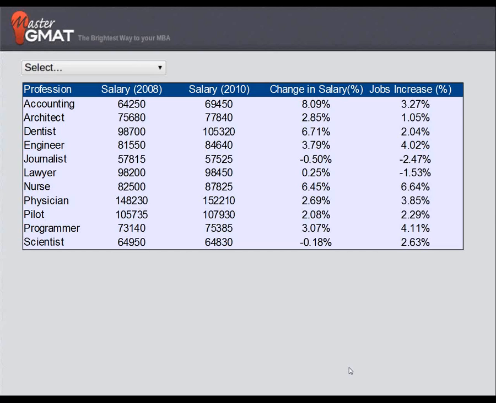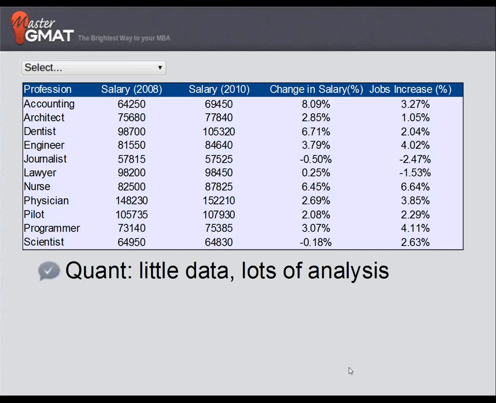Now, in one respect, table analysis probably differs greatly from any of the questions that you've seen before on the quant. You see, on the quant, you have very little data, but you have to scrutinize each piece of information very carefully to solve the problem. In other words, there are no wasted bits of data. If you omit certain pieces of information while solving the problem, it's often an indicator that you solved the problem incorrectly.